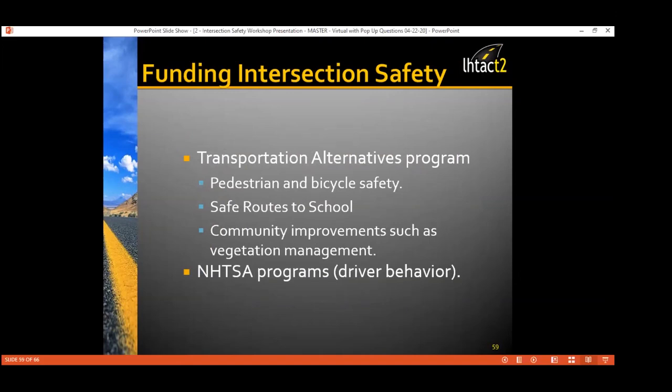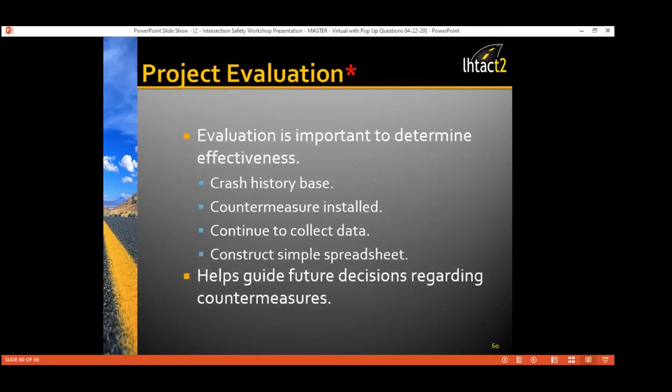So one of our methodologies, remember, we had systematic, the old tried and true spot location, but the other one was the comprehensive program where we bring law enforcement to the table to help us improve safety at the intersection. And law enforcement, of course, is very interested in changing driver behavior, and there's funding that gets funneled to law enforcement to help them enforce the laws as they pertain to intersections.